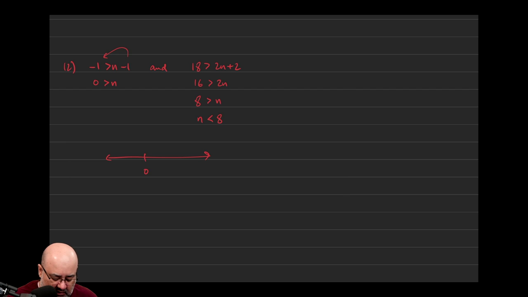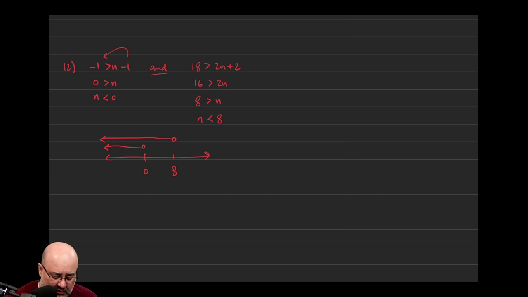So we have 0 on the left, we have 8 on the right. And here I'm just going to rearrange it so that the variable's on the left side. So open circle above the 0. Open circle above the 8. N is less than 0 means numbers to the left of 0. N is less than 8 means numbers to the left of 8.